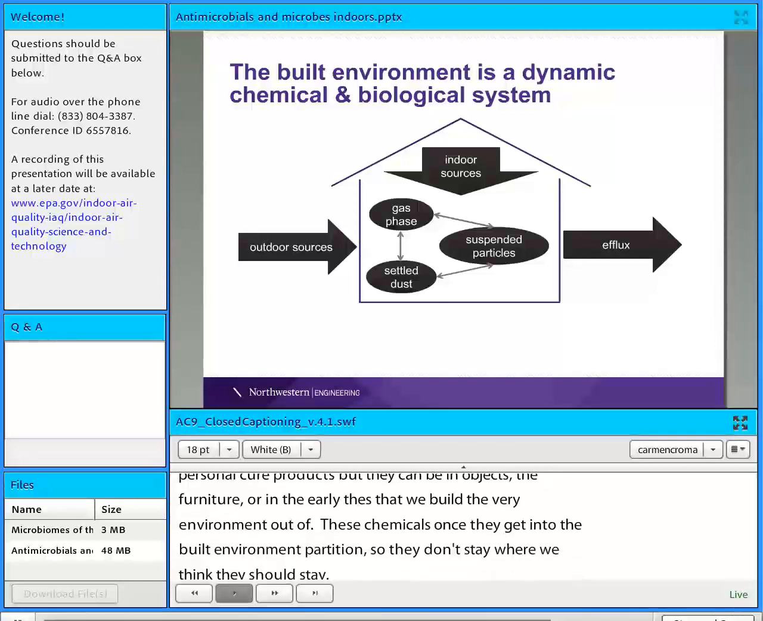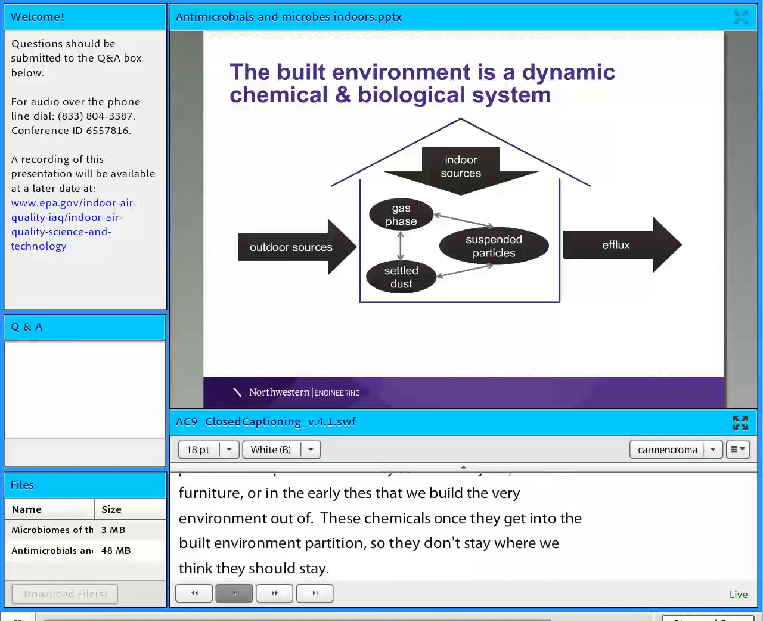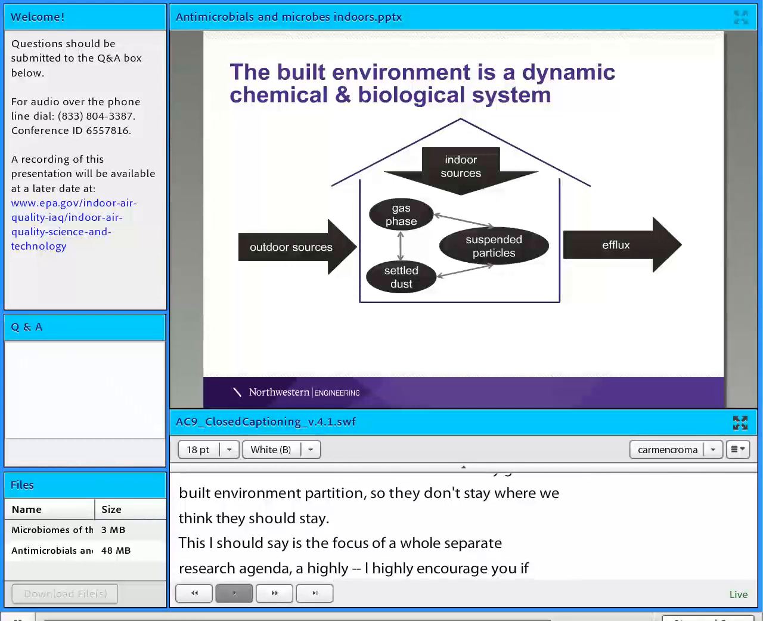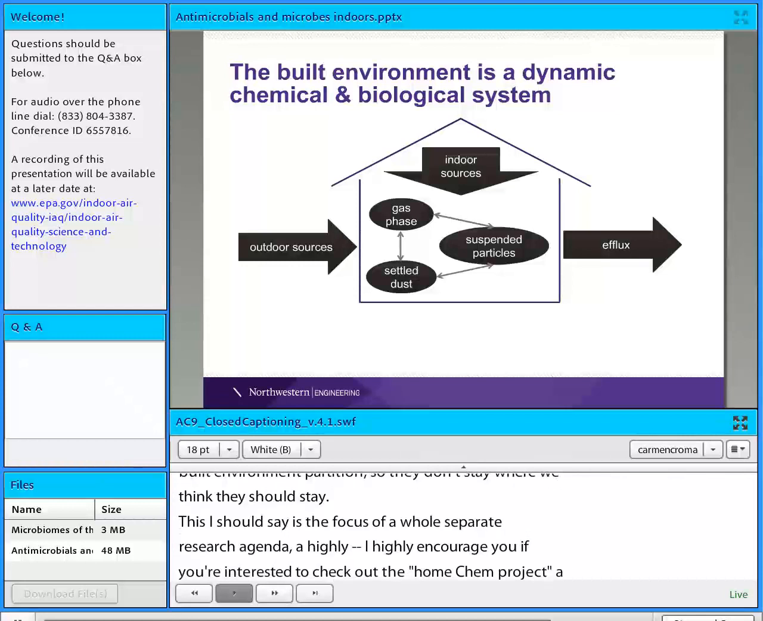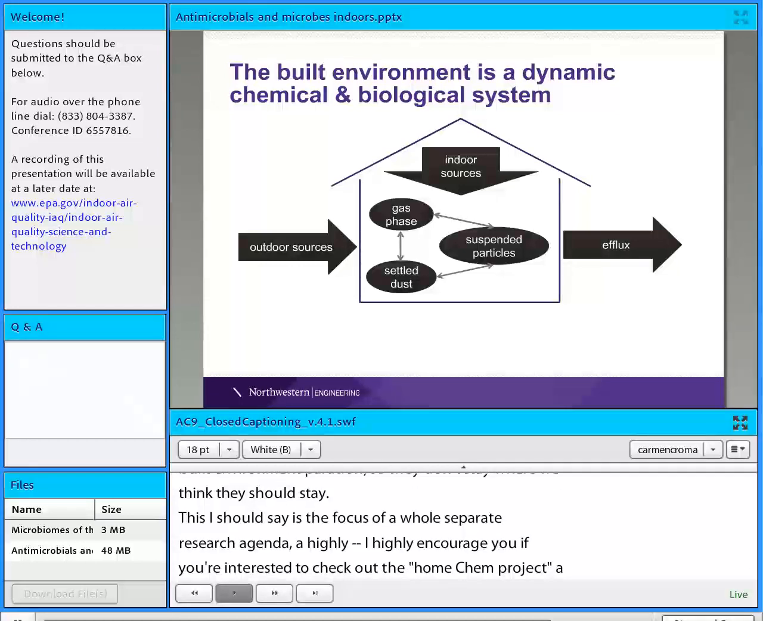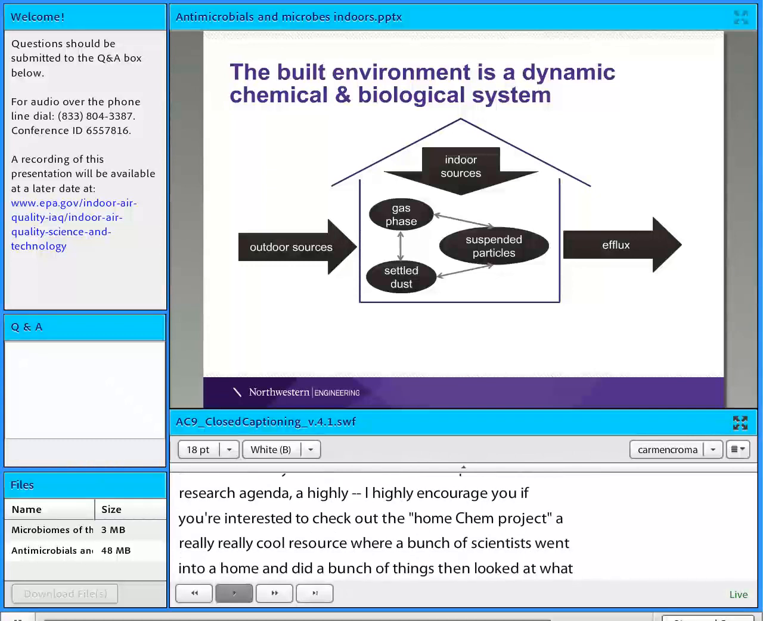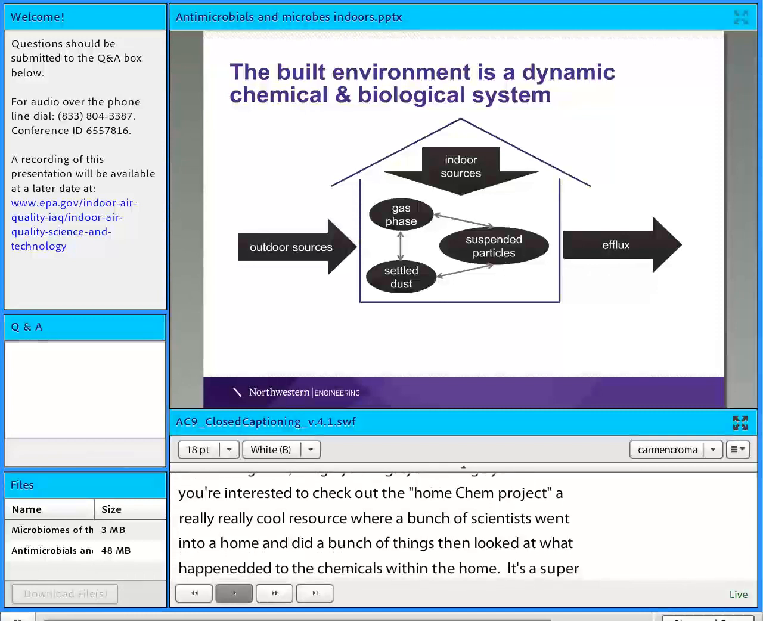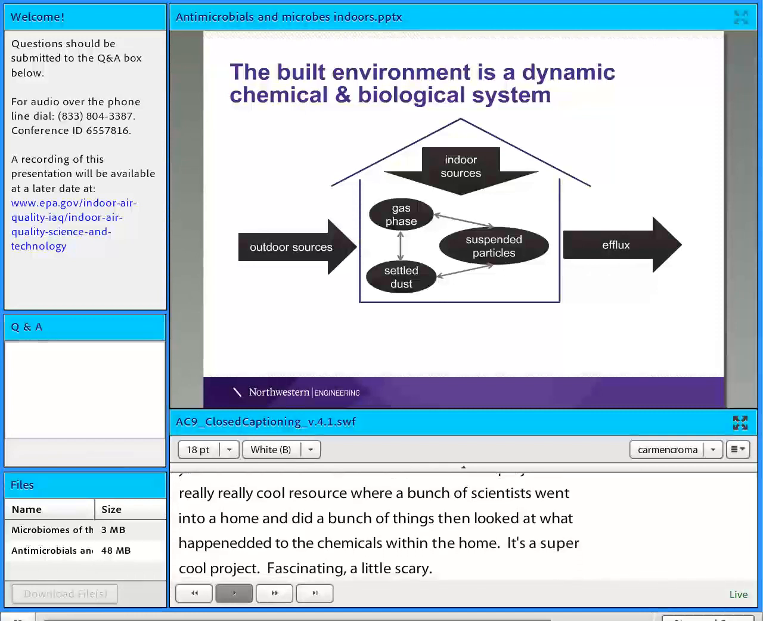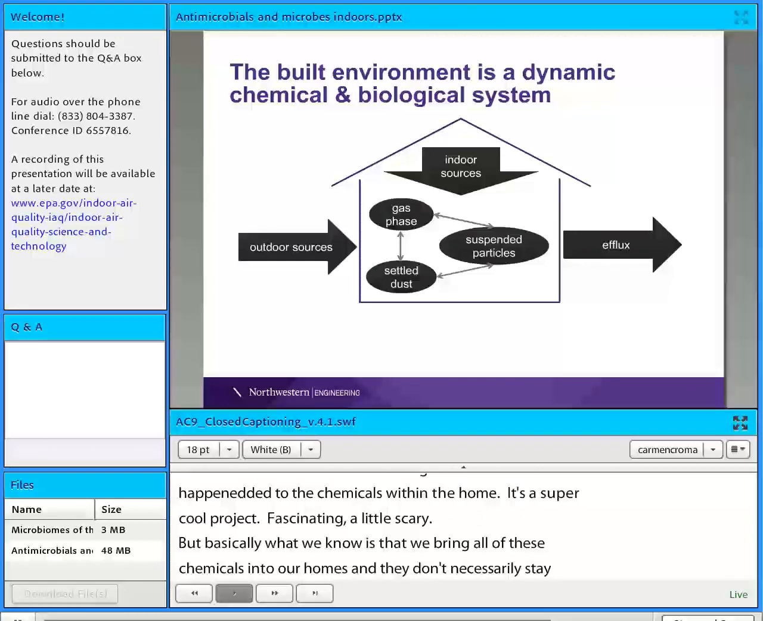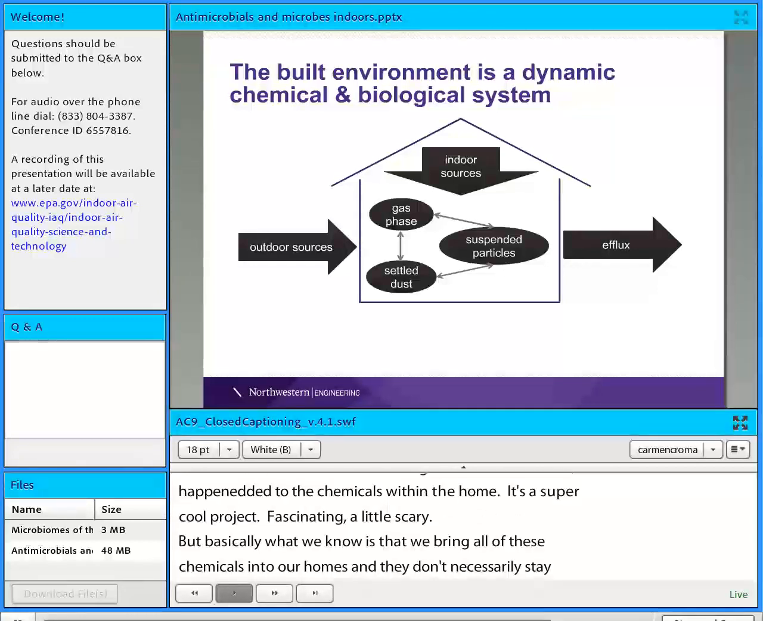And this, I should say, is the focus of a whole separate research agenda. I highly encourage you, if you're interested, to check out the HomeChem project, which is a really, really cool resource where a bunch of scientists went into a home and did a bunch of things and then looked at what happened to the chemicals within the home. It's a super cool project. Fascinating, a little scary. But basically, what we know is that we bring all these chemicals into our homes, and they don't necessarily stay, like I said, where we put them. So they can partition out of whatever products they were in originally.